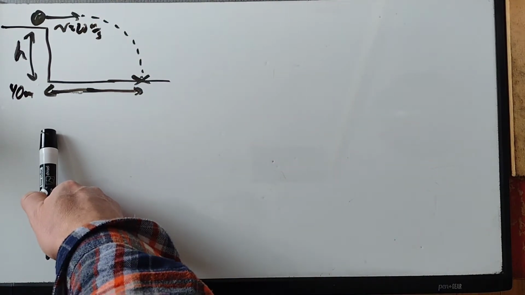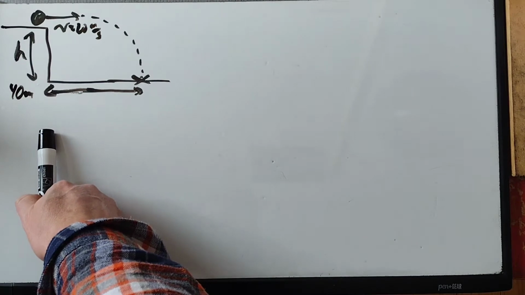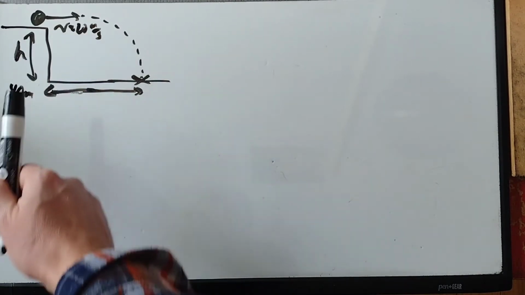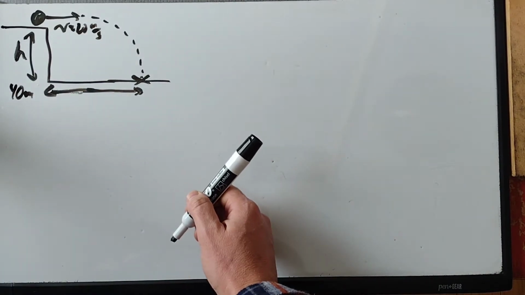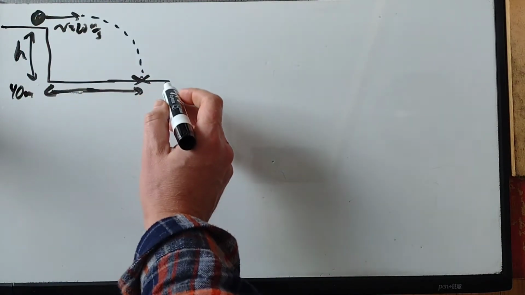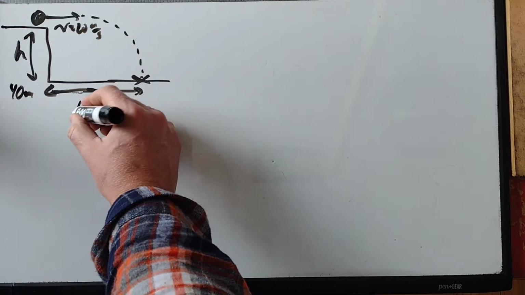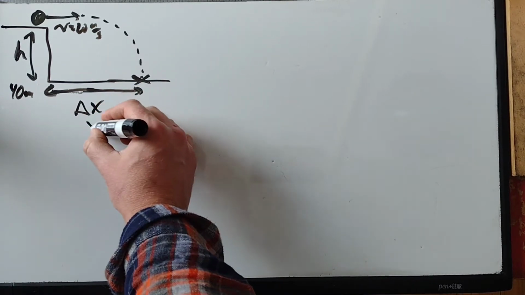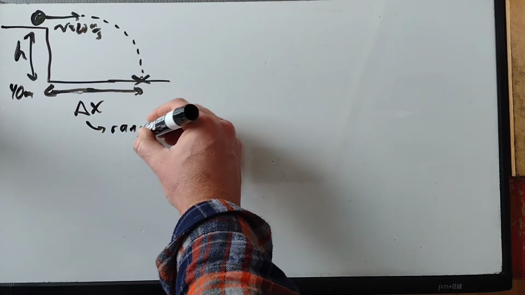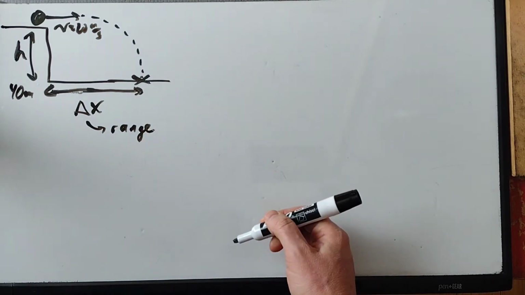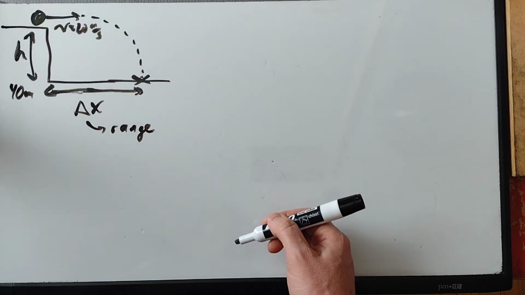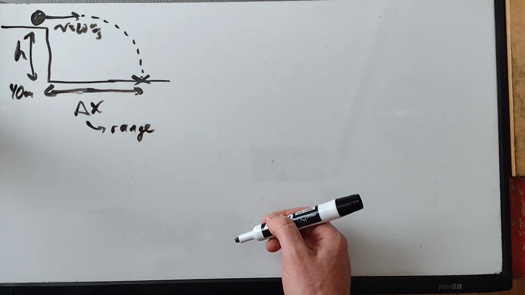40-meter high hill or cliff or building, whatever it might be. You're going to launch it horizontally at 20 meters per second. So we know it's going to go flying off and then hit the ground somewhere over here. This distance we're going to call delta x. Sometimes this is called the range. What's the range of the projectile that was shot?